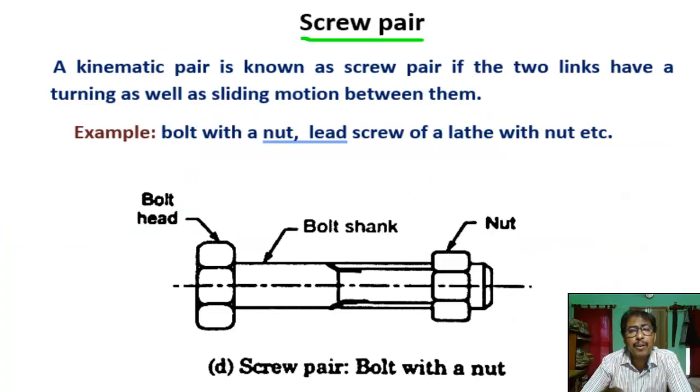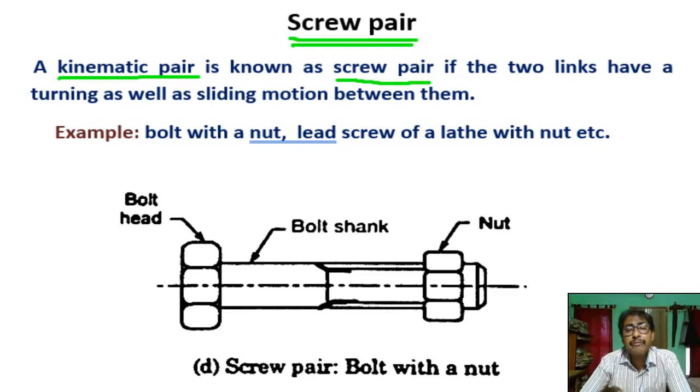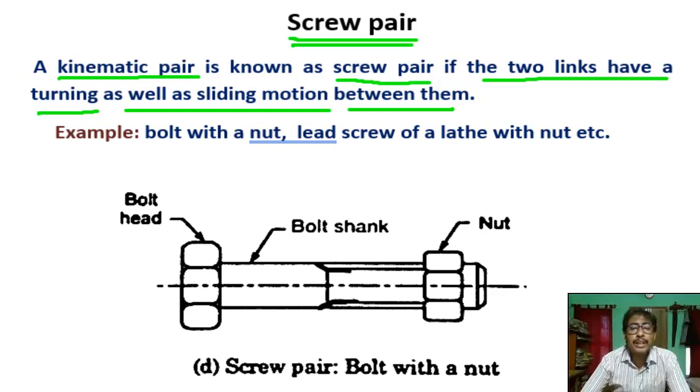Okay, now what is screw pair? A kinematic pair is known as screw pair if the two links have turning as well as sliding motion between them.